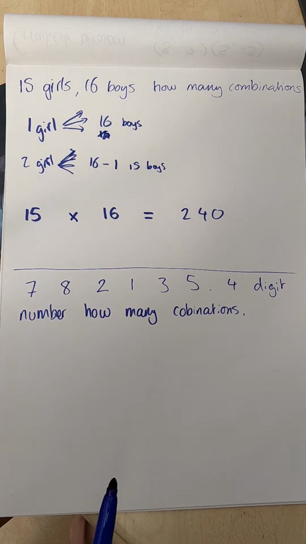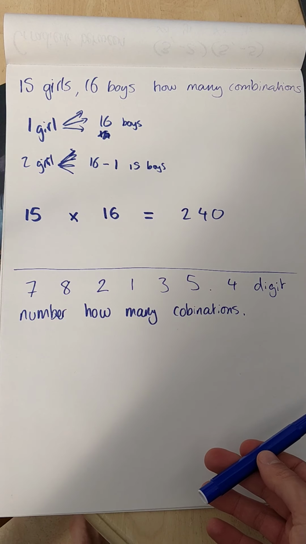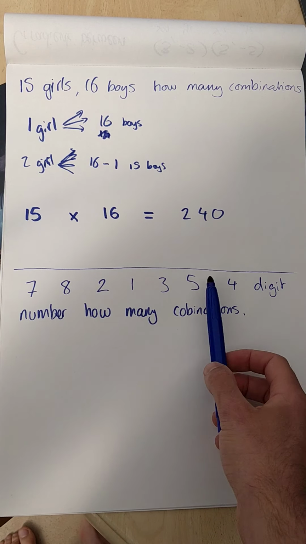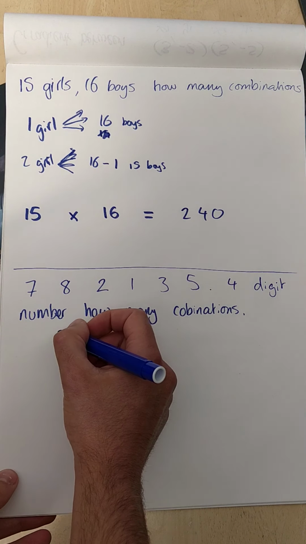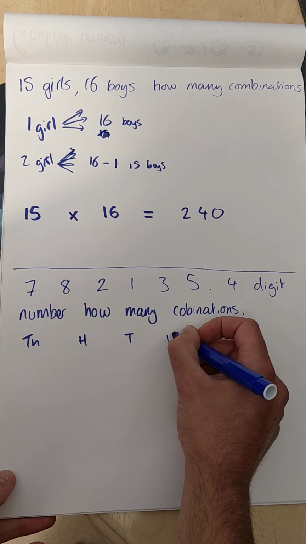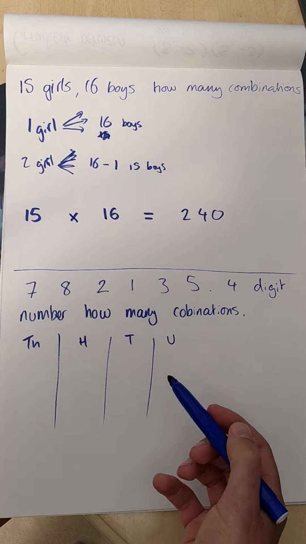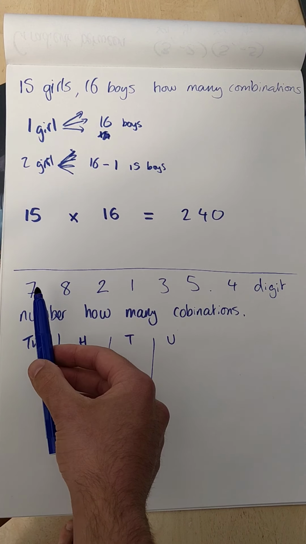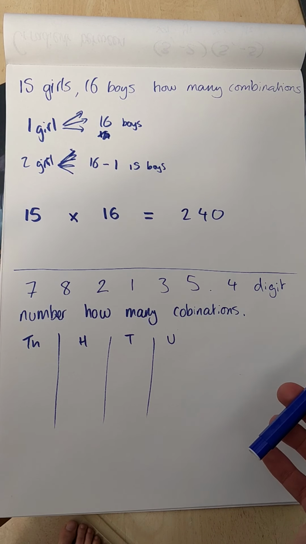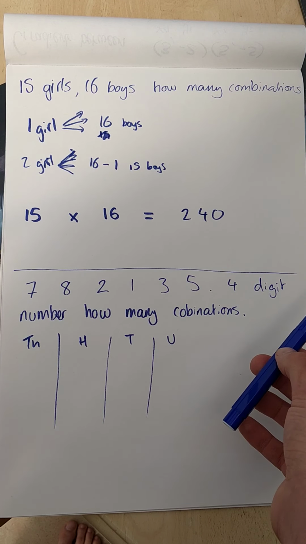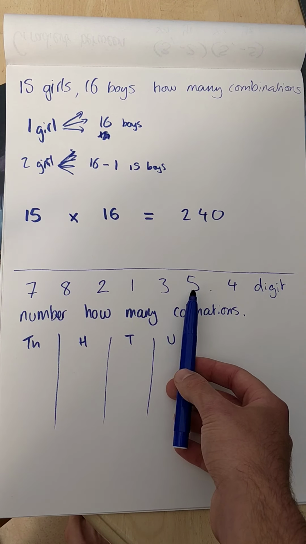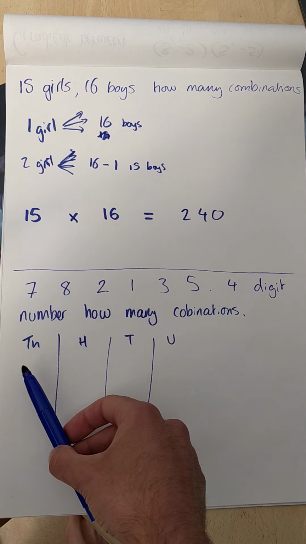Now, with this one, it's a little bit different, okay? But the way that this one works, if you've got the thousands, the hundreds, the tens, and the units column. To start off with, in the thousands column, you could have a 7, 8, a 2, a 1, 3, and a 5. I think I've missed out a number there, but whatever. In this situation here, there are 6 options to go in that column.